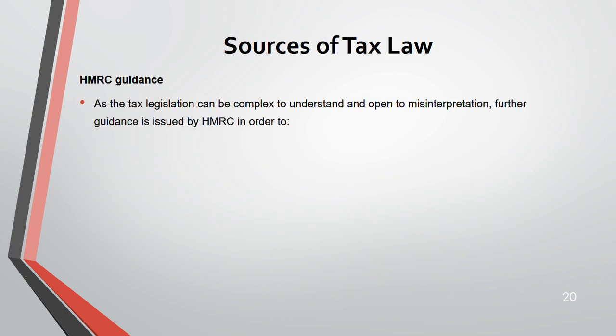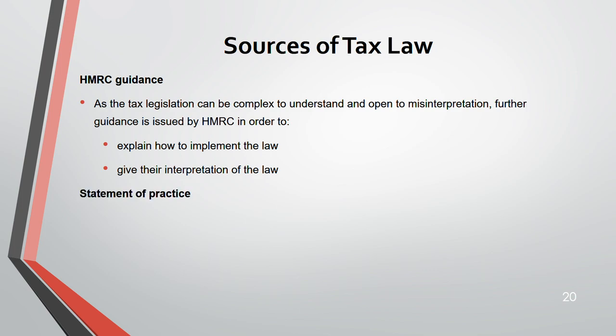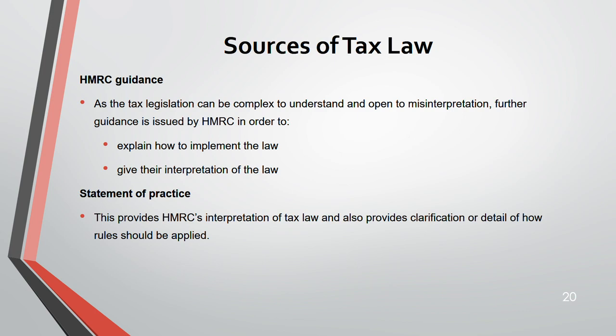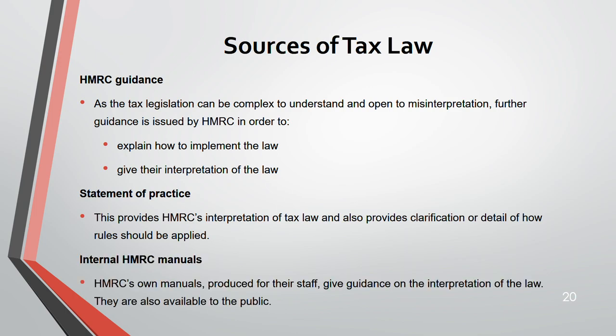Now, HMRC guidance. Tax legislation can be very complex, by the way. It's complex for ordinary people to understand, so it could easily be misinterpreted. That's why further guidance is issued by HMRC in order to explain how to implement the law and give their interpretation of the law. Statement of practice: here, it provides HMRC's interpretation of tax law and clarifies and gives details on how these rules should be applied. Next is the internal HMRC manual. Here, HMRC have their own manuals which they produce for their staff to give guidance on how to interpret the law. This could be made available to the public also.